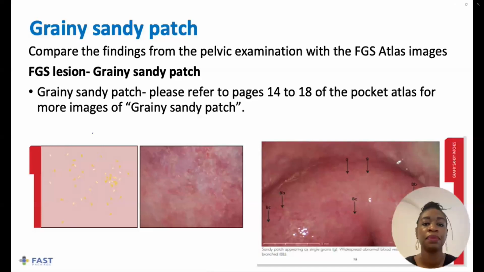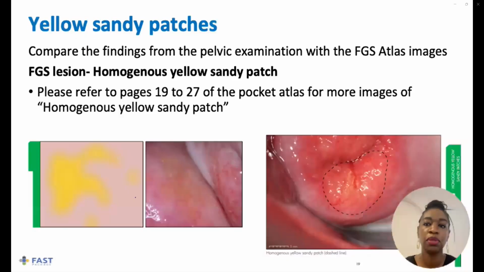These are the branch type and the circular types, but as I told you, the most characteristic are the 3 features that we are looking for: the sandy grainy patches and the homogeneous yellow patch. Remember to look for these in the WHO Pocket Atlas for FGS. Then you can also look at the yellow sandy patches around here. You can see quite a lot, and I'm sure you can now see the abnormal blood vessels.